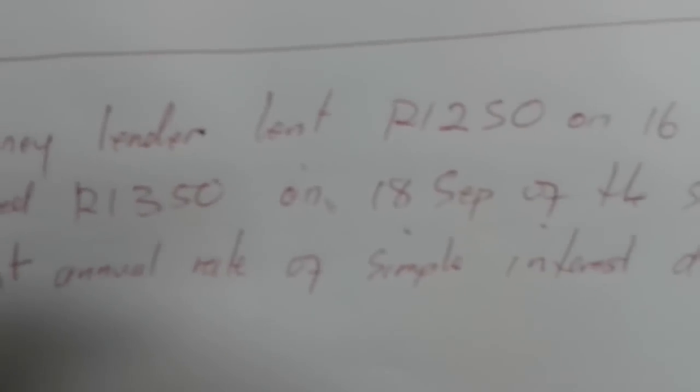Just quickly look at the question. A money lender lent 1,250 on 16 January and in settlement received 1,350 on 18 September of the same year. What annual rate of simple interest did he charge? Now you see, again, you get into a supermarket, you need to know what you are looking for, right? So now, quickly, let's see, what do we have? A money lender lent 1,250. Again, you need to give a name to this figure. What do we call this?